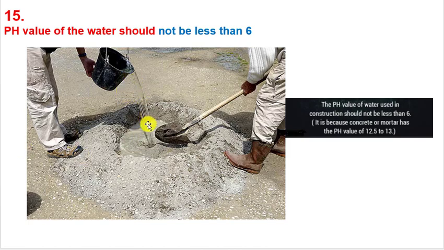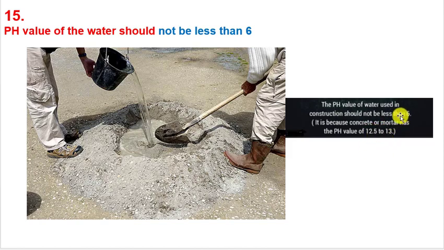The water which we are mixing into the different ingredients of the concrete mixture should have a pH value not less than 6. Why? Because concrete or mortar has a pH value of 12.5 to 13. Got it? So it is in the basic range.